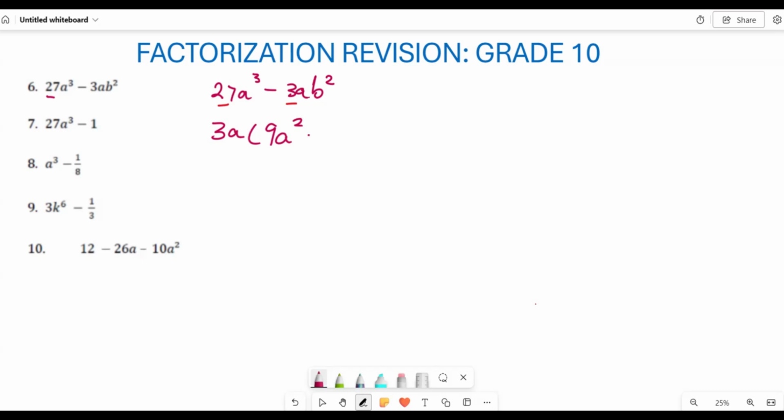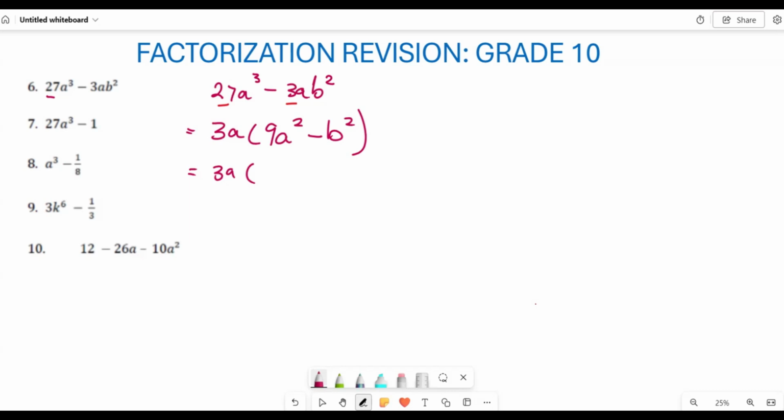Now, this is going to be subtract. Already you've taken out 3 as a common factor and a as a common factor, so you are only left with b squared. So now you have 3a into what we are finding here. Can you see that this is a difference of 2 squares?